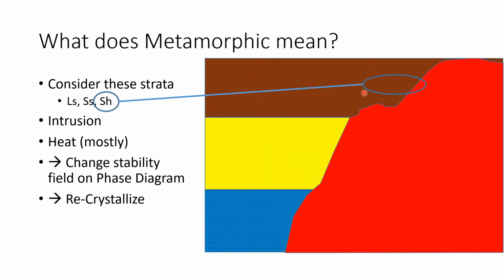The differences are going to arise from the starting mineralogy in what's called the protolith. Protolith means starting rock, the rock that we start with, and in this first case, that's going to be a shale.